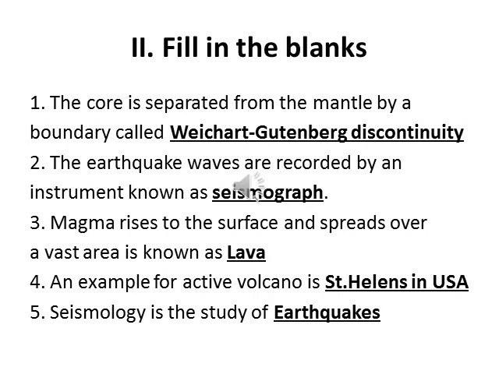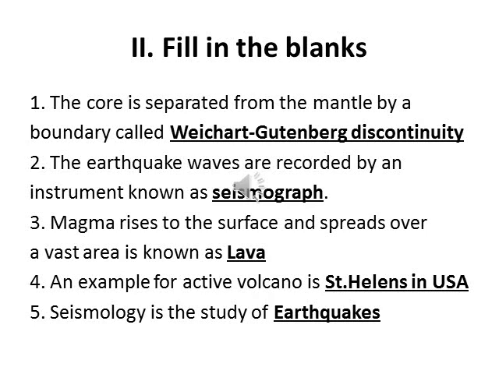Then third one. Magma rises to the surface and spreads over a vast area, known as lava. The interior of the earth contains molten rock, which is called magma. When magma comes out during an earthquake or volcanic eruption, it is called lava.